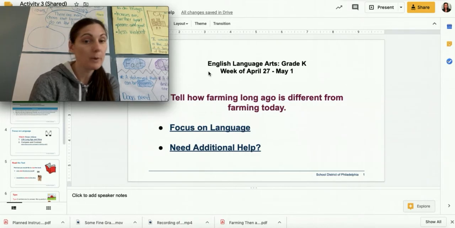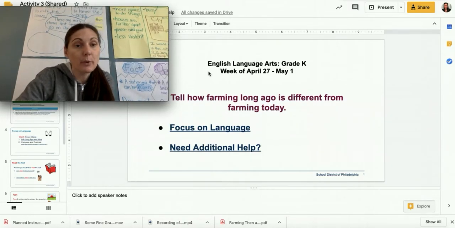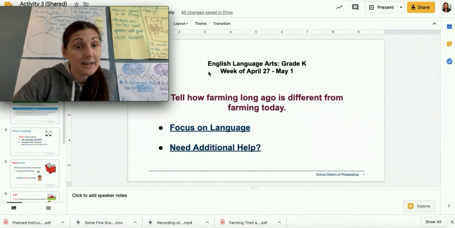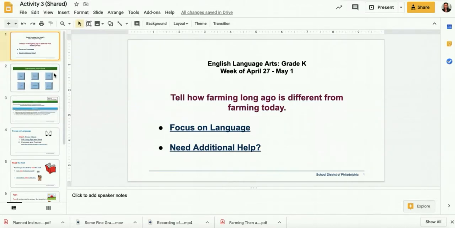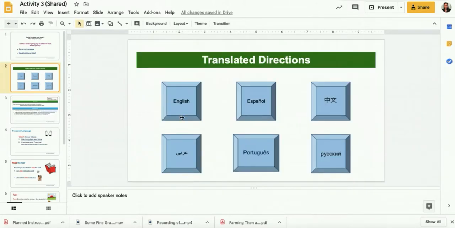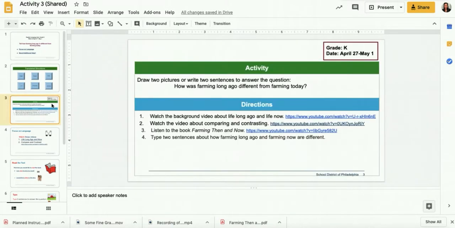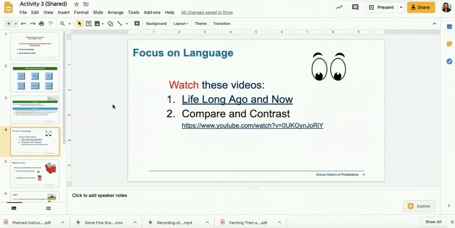You can obviously pull up your slides and click through with me, but it is not necessary. You can simply go through as I narrate the video for you. So today you can see we are going to tell how farming long ago is different from farming today. So we are going to compare farming long ago to farming today. If you do need to see the directions in different languages, you can go ahead and get onto your slides here and it will show you the directions translated for you. Here's an overview of the directions we're going to do, but if you're with me in the video, you don't really need to read that.